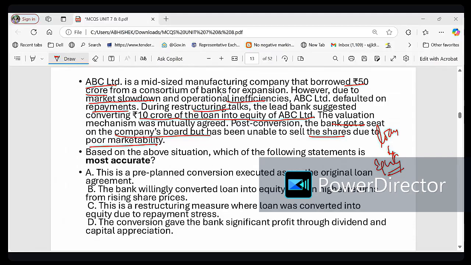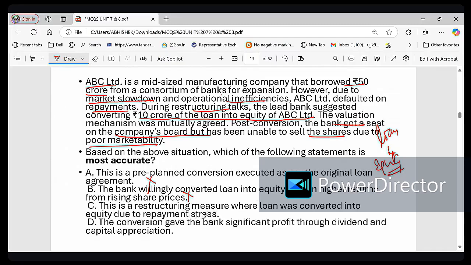So what do you think is the correct answer here? Which is the most appropriate, most accurate? Option A suggests there was a pre-planned conversion as per the original loan agreement. No, there was nothing like that. Basically it was a restructuring decision. And what about option B? The bank willingly converted loan into equity to earn higher return. No, this is also not correct, because it sounds good, but is not the case. The bank did not expect profit. It was more of a damage control move.